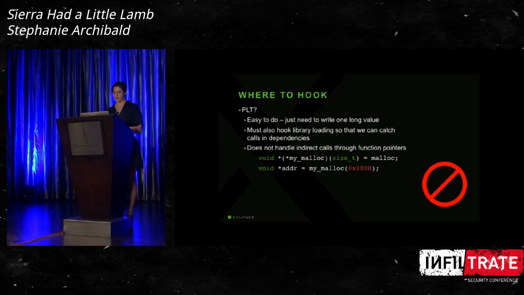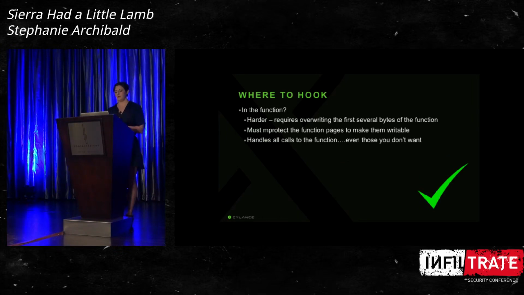That's just direct addressing. So the other option is hooking in the function. It's a bit harder. It requires overriding the first several bytes of the function. You also have to protect the function pages. So depending on what's running on your system, that could be impossible, or it could be highly detectable. But it handles all calls to the function, right? Because you're hooking it in the library, even the ones you don't want.